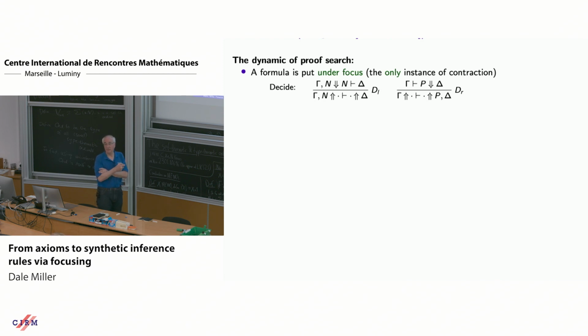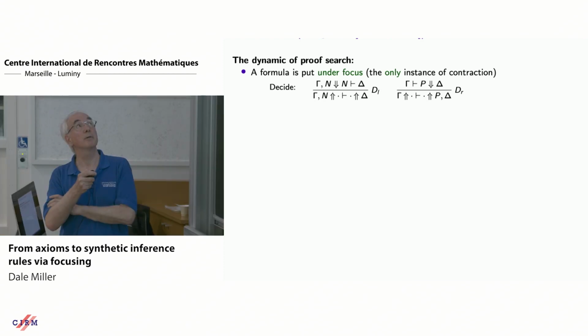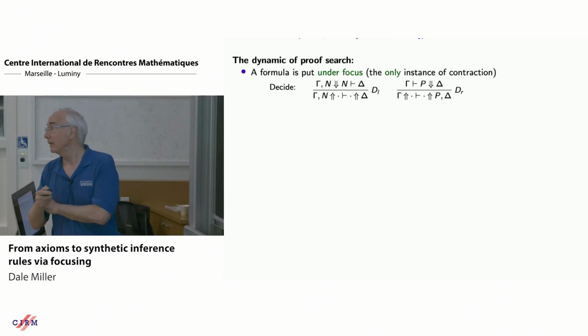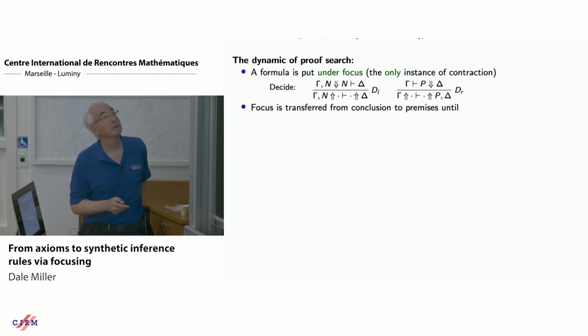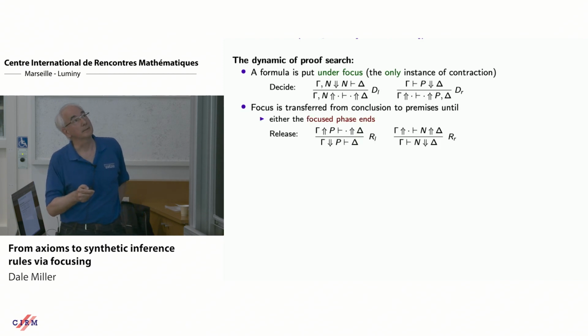And notice, this will be the only time in this calculus where I do a contraction. There's n once below the line and now twice above. So the decision to say, I want to work on this formula or focus on this formula is exactly the same as I want to make a copy of that formula. It's not independent now. Okay, so yes, change arrows.